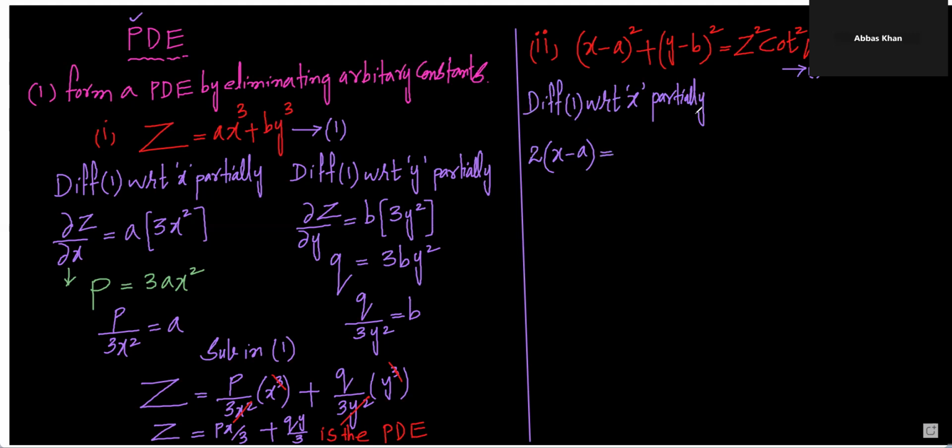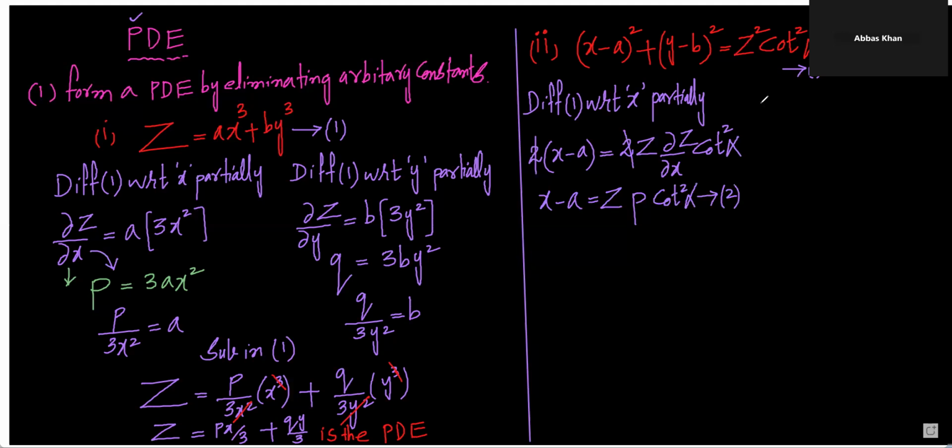It is equal to, now this is important. Z square with respect to x is 2z, and the inner function of z is dou z by dou x, because we are differentiating with respect to x. Now cot square alpha will be the constant, keep it as it is. This 2 cancels with this 2. So x minus a is equal to z into p, since dou z by dou x we are denoting as p, into cot square alpha. This is equation 2.